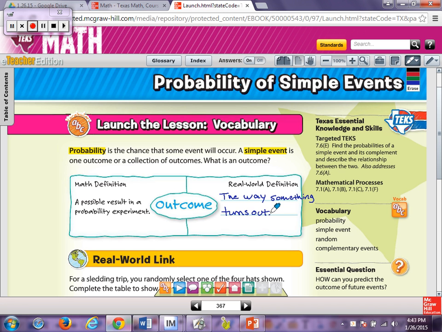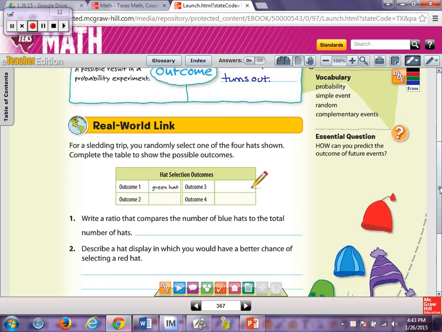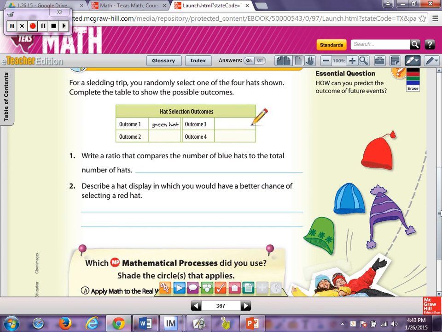Now we can see some outcomes when we move down and go to our real world link. So for a sledding trip, you randomly select one of the 4 hats shown below. Now we have these 4 hats over here on our side, and complete the table to show the possible outcomes. Well, outcome number 1, I have a green hat. Outcome number 2, I'll have a blue hat. Outcome number 3, I'll have a red hat. And outcome number 4, I'll have a purple hat. So those are my 4 possible outcomes.